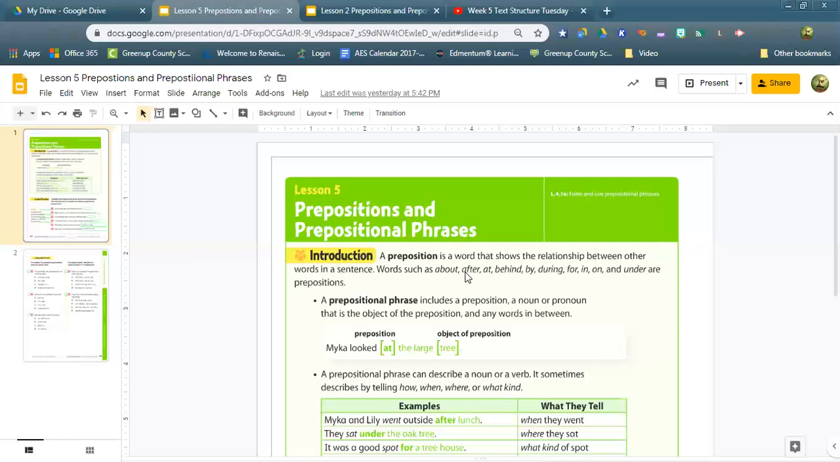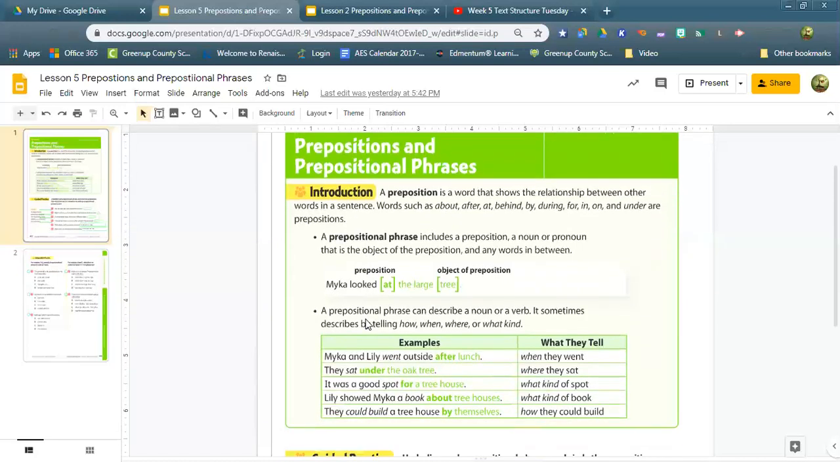So I'm just going to read here your introduction to a preposition. A preposition is a word that shows a relationship between other words in a sentence. Words such as about, after, at, behind, by, during, for, in, on, and under are prepositions. Prepositions connect the people, objects, time, and locations of a sentence, guys. That's what they do.